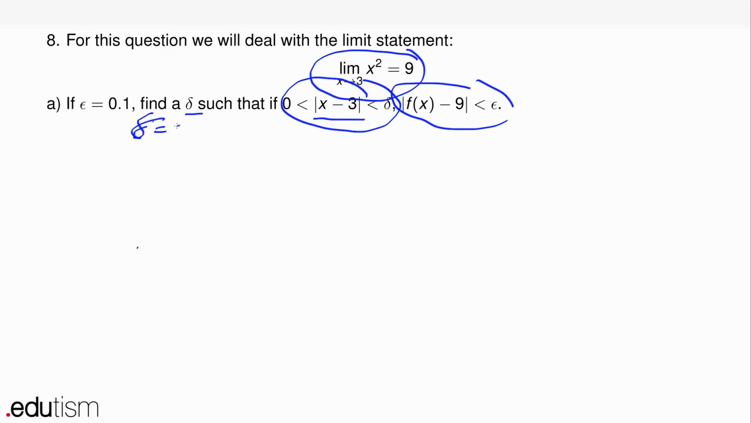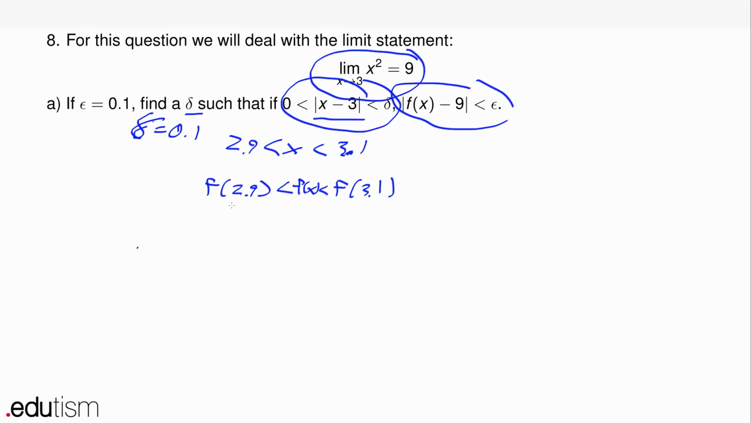Let's say delta equals 0.1 as our first guess. Well, if we pick delta equals 0.1, if the absolute value of x minus 3 is less than delta, that means x minus 3 is within delta of 0, so x is within delta of 3. So that means that x is between 3.1 and 2.9. So what we're going to do is figure out what is f of 3.1 and what is f of 2.9. And f of x is going to be sandwiched between these two guys.